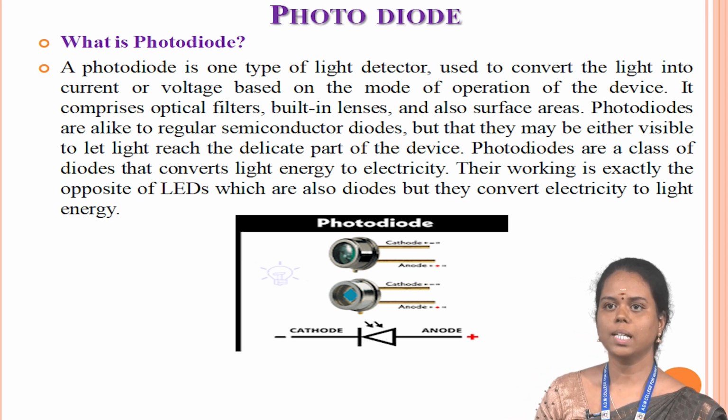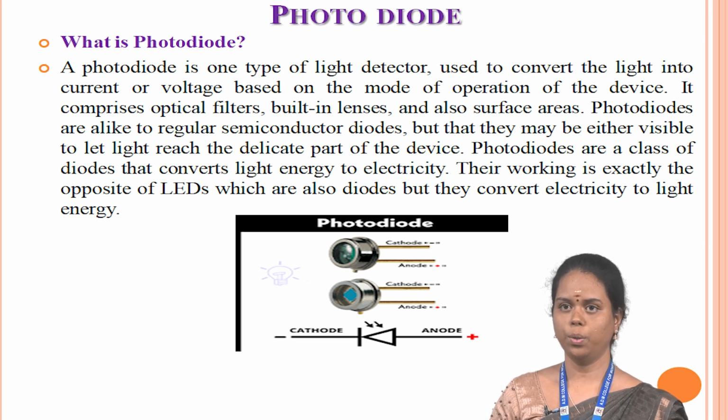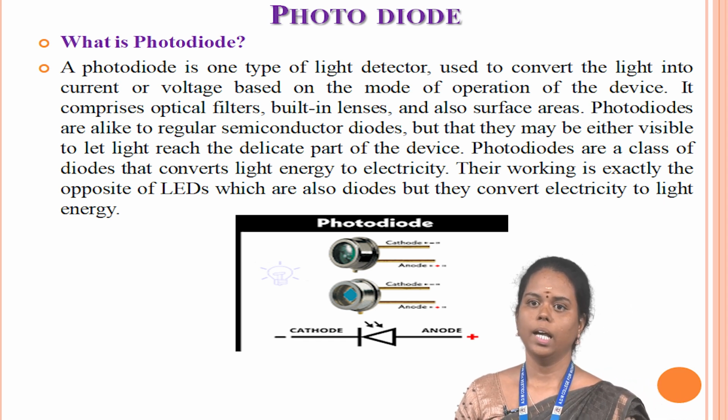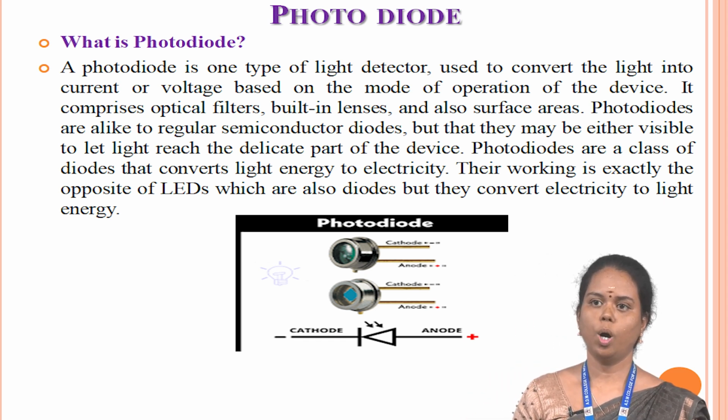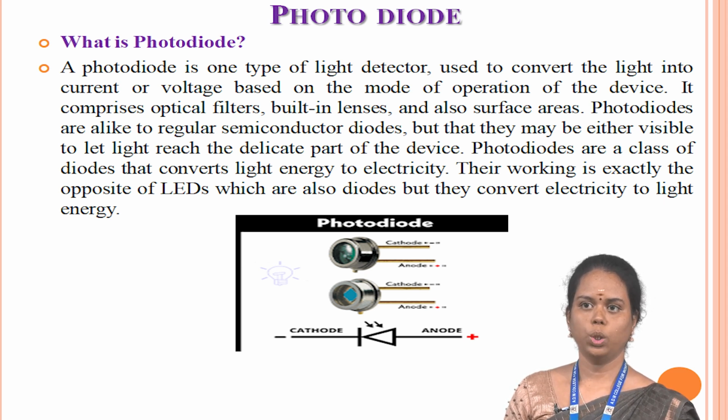Under the forward bias condition, the conventional current will flow from anode to cathode, following the arrow in the diode symbol. Photocurrent flows in the reverse direction. Photodiodes are a class of diodes that convert light energy to electricity. Their working is exactly the opposite of LEDs, which are also diodes, but they convert electricity to light energy. This one is the photodiode picture, with the cathode and anode.